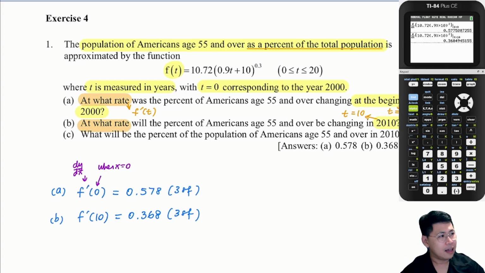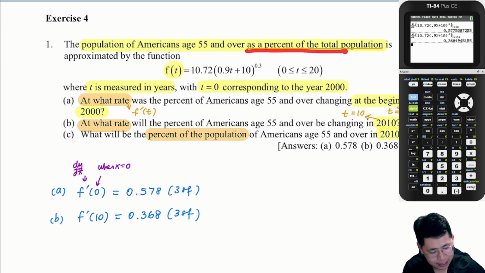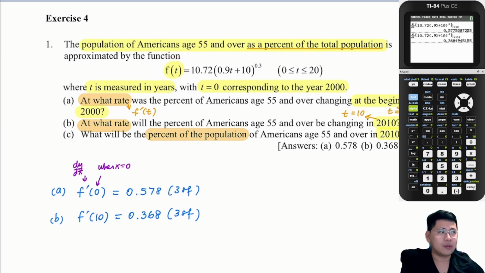Okay, now next, they are now asking for the percent of the population of Americans in the year 2010. So same thing, t equals 10, but we are looking for the percent of the population. If you read carefully, this is the percent of the population, so we are looking for f of 10. So we need to substitute the whole thing with 10. Am I going to type the whole thing again? No, waste time.